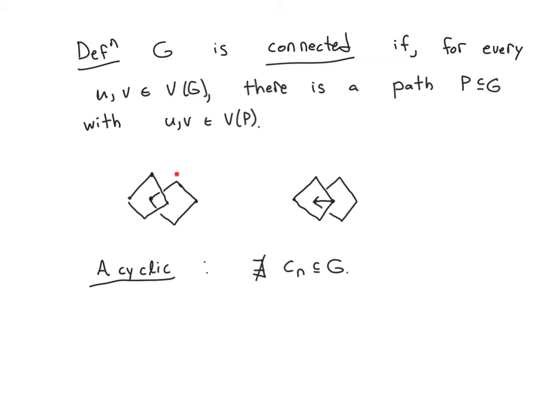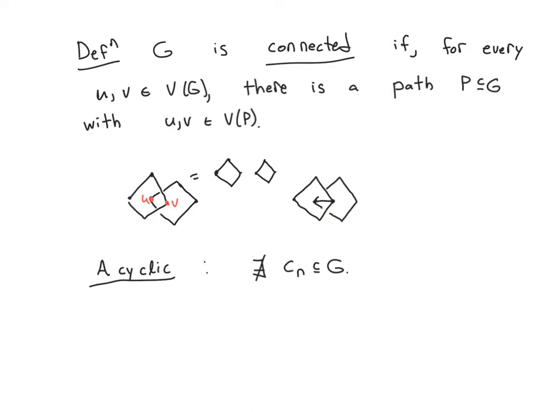So for instance, this graph on the left is not connected because there is no path from U to V. Because remember, these edges, even though I've drawn them so they look like they have an intersection point, that intersection point is not an actual vertex of the graph. This is actually 4 cycles drawn in a funny way. So it's a disconnected graph, which is what we say when something is not connected.